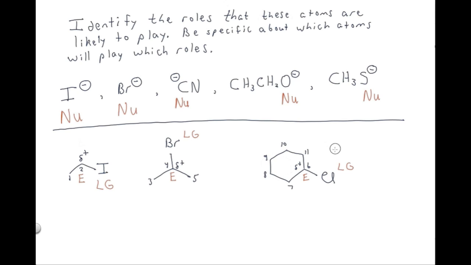Be specific, we should say carbon 6 will be electrophilic, because that's the carbon with the delta positive charge. Carbon 7, 8, 9, 10, and 11 will be unreactive, because they don't have any particular delta charge, because they're not attached to anything that's substantially different than them in electronegativity.